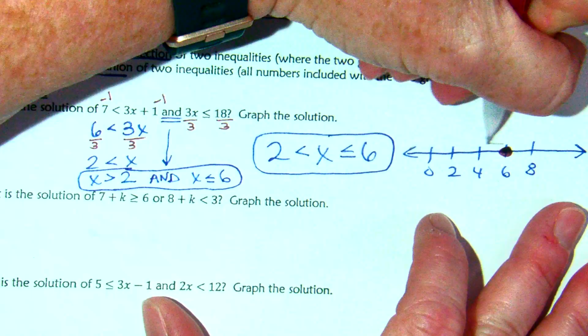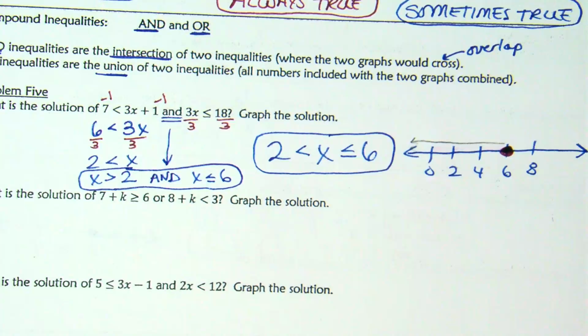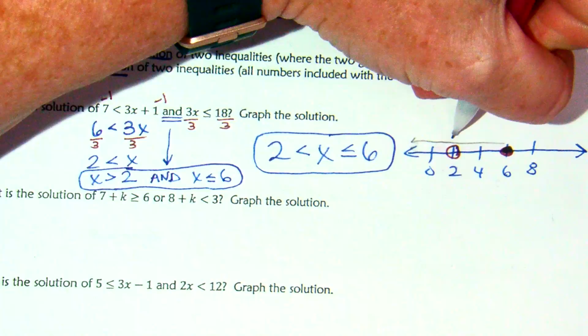What's the other part of this? X is greater than 2. So there we need an open circle. Where's greater than 2 mean? To the right of 2. Notice, if we just shade where it shows shading, we're shading this entire number line.